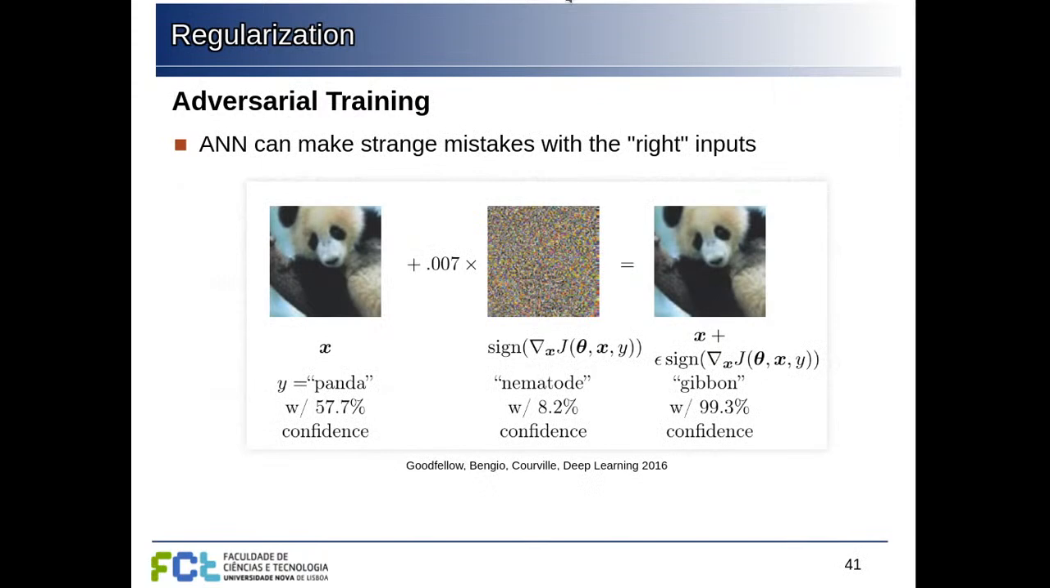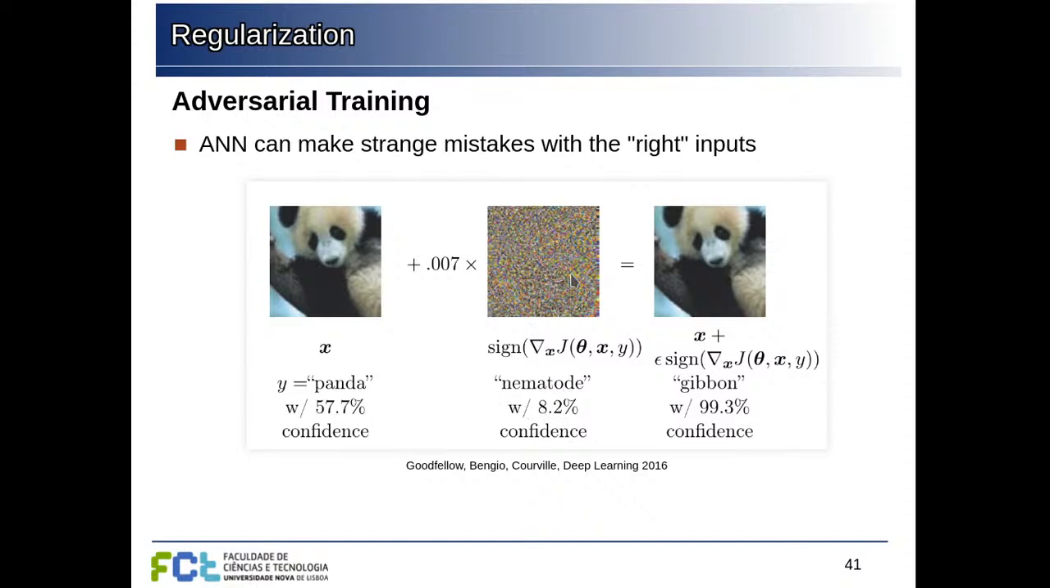Another thing that we can use to improve results is to use adversarial training. There are some strange mistakes that an artificial neural network can make. For example, if we presented this image to the trained network, it will tell us that the most likely class is Panda with 57%. If we generate this image at random, or if we generate this image, it's not quite random, it will tell us that it's most likely a nematode, but with only 8%.